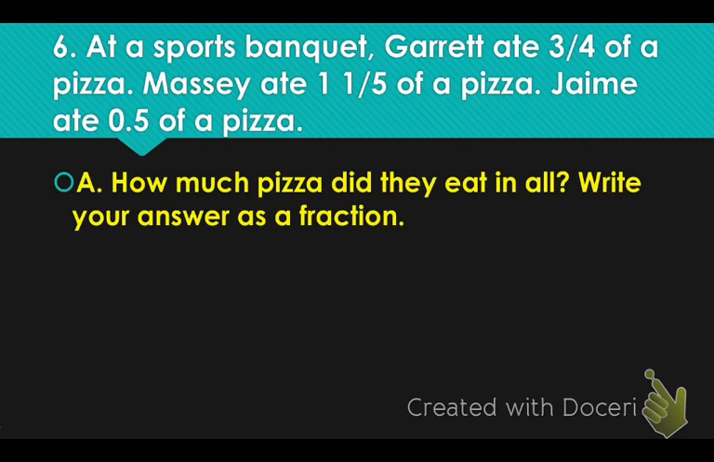Number 6. Okay, so these are some multi-step questions. At a sports banquet, Garrett ate 3/4 of a pizza, Macy ate 1 1/5 of a pizza, and Jaime ate 5/10 of a pizza. So how much pizza did they eat in all? So that means I'm going to add, and I need to write my answer as a fraction. Well, Garrett ate 3/4, already a fraction. And Macy ate 1 1/5, already a fraction.